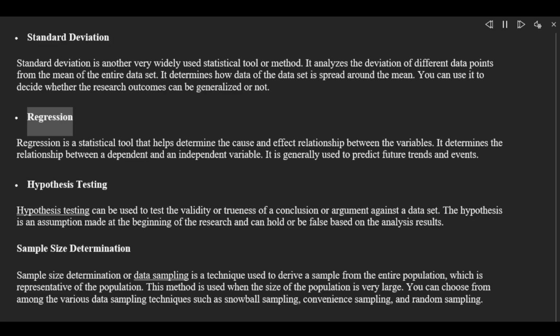Regression. Regression is a statistical tool that helps determine the cause and effect relationship between the variables. It determines the relationship between a dependent and an independent variable. It is generally used to predict future trends and events.